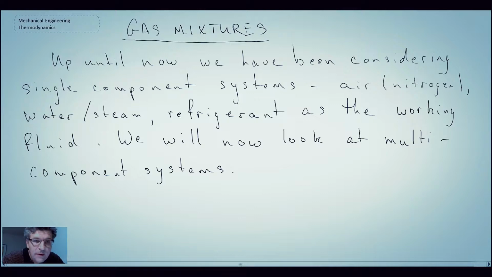For example, let's say you have a natural gas that consists of ethane and methane in different percentages. What we need to do is develop the procedures by which we can evaluate the properties of these gas mixtures. And this is actually taking us towards gas-vapor mixtures, which we will look at in the next few lectures after this one. As well, we'll eventually move into combustion.